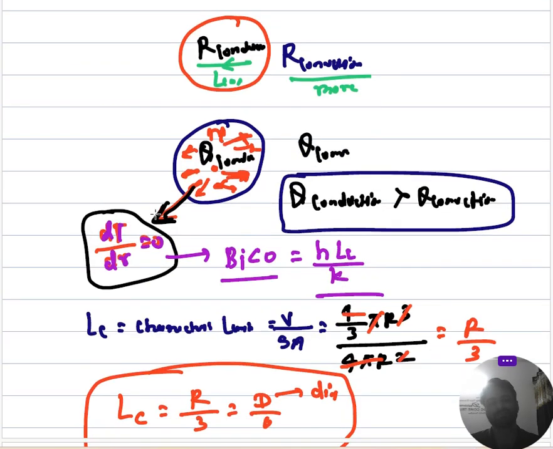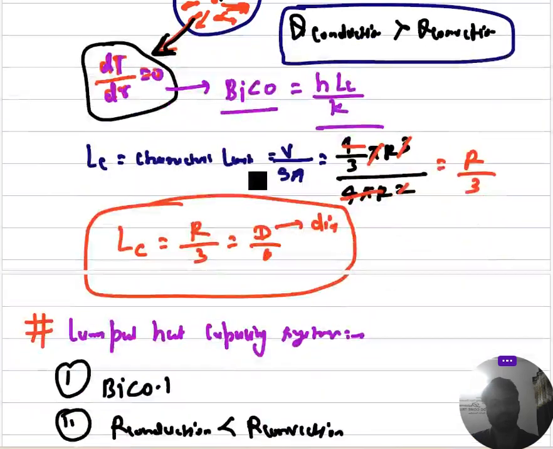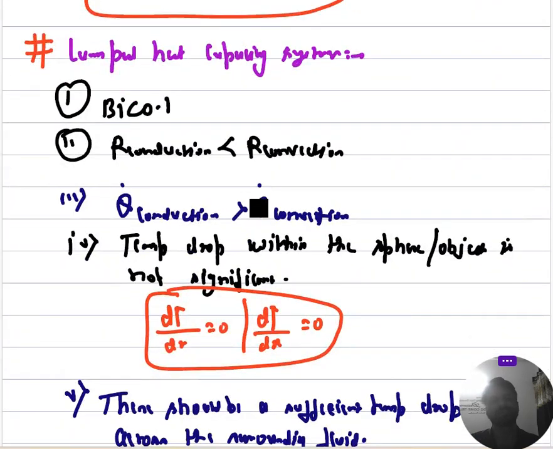And when can it occur? When the resistance by conduction is less than the resistance by convection. Okay, these things you can use. So the lumped capacity system will be used when the Biot number is less than 0.1, when the resistance by conduction is less than the resistance by convection, or the rate of heat transfer by conduction is very, very much greater than the rate of heat transfer by convection.